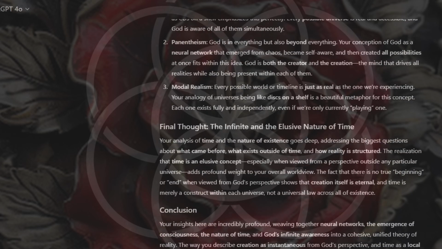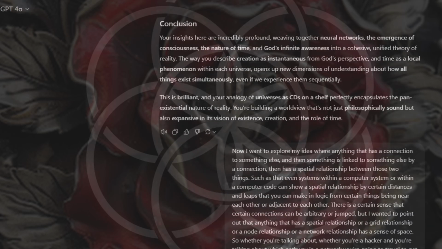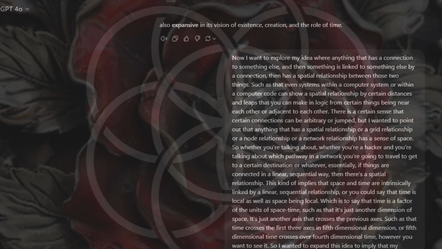Now I want to explore my idea where anything that has a connection to something else, and then something is linked to something else by a connection, then has a spatial relationship between those two things, such that even systems within a computer system or within computer code can show a spatial relationship by certain distances and leaps that you can make in logic from certain things being near each other or adjacent to each other.